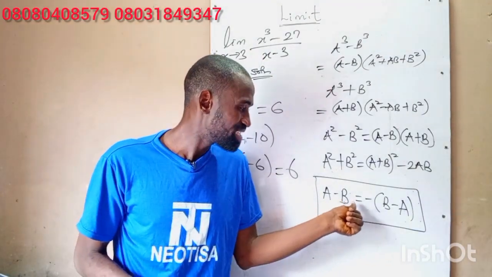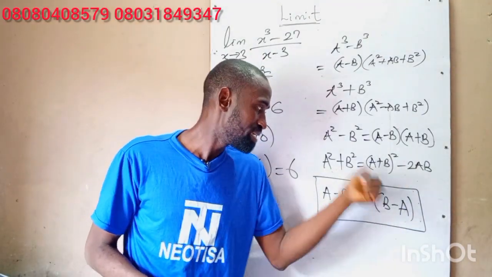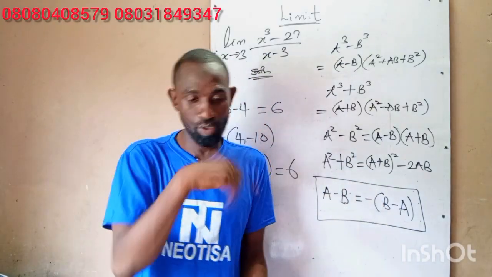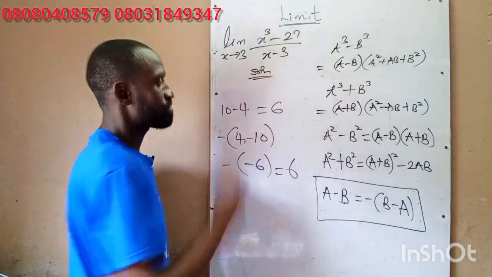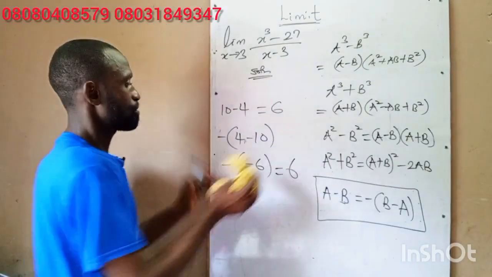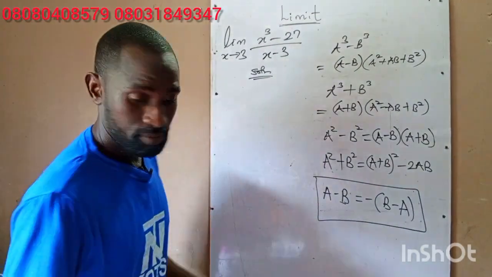So it implies that this is very correct. a minus b is the same thing as saying minus, open bracket, b minus a. We're going to see that in the next question here. But let us solve this. Let's solve this, class.